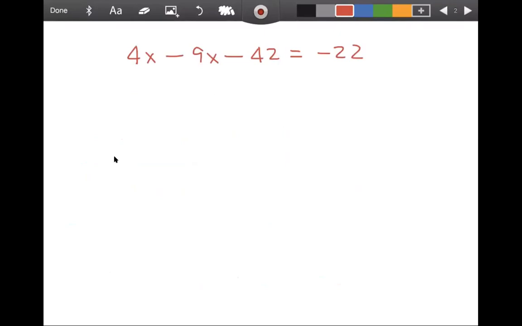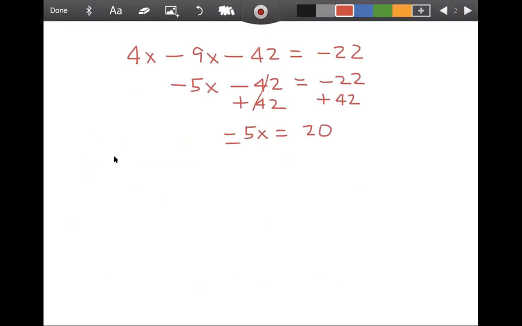So now we'll combine the like terms. 4x minus 9x is -5x. And now we'll add 42 to both sides. And that's going to give us -5x equals 20. Divide both sides by -5. We get x equals -4.